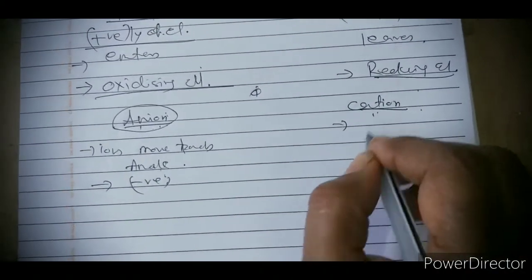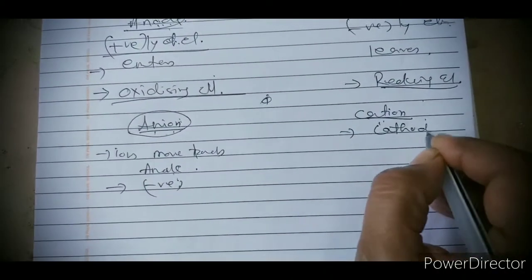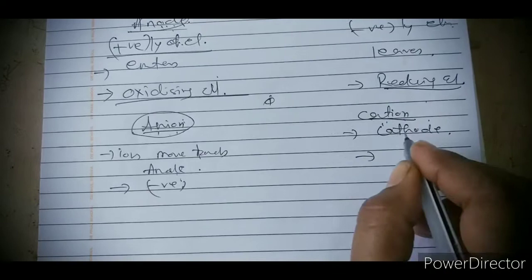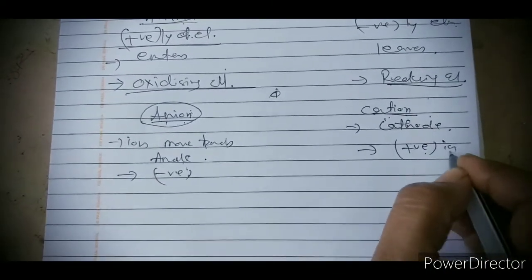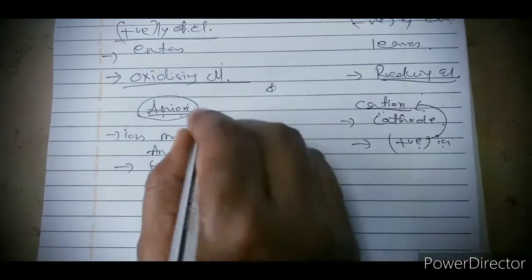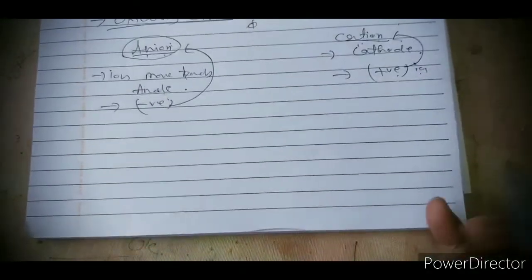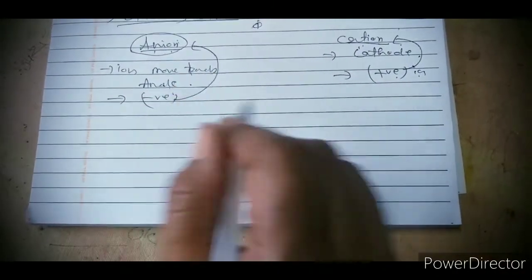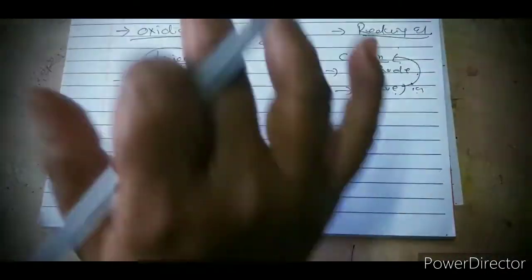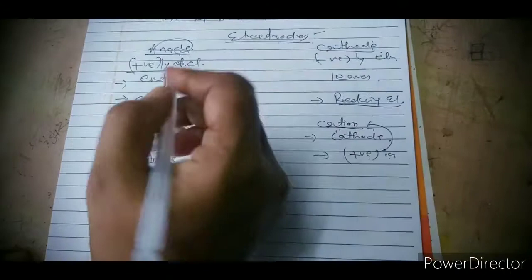Cations move towards the cathode. So positively charged ions move towards the cathode, and negatively charged ions move towards the anode. Okay, so these are all about anion and cation. Now let us see how it happens.